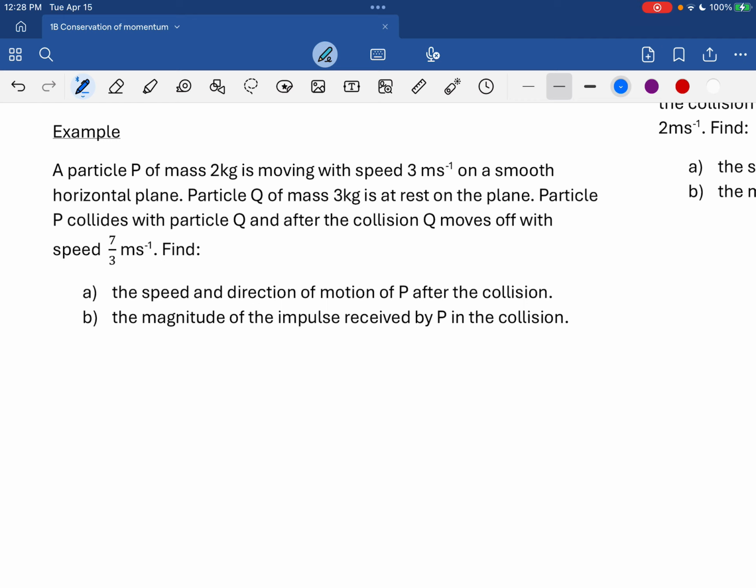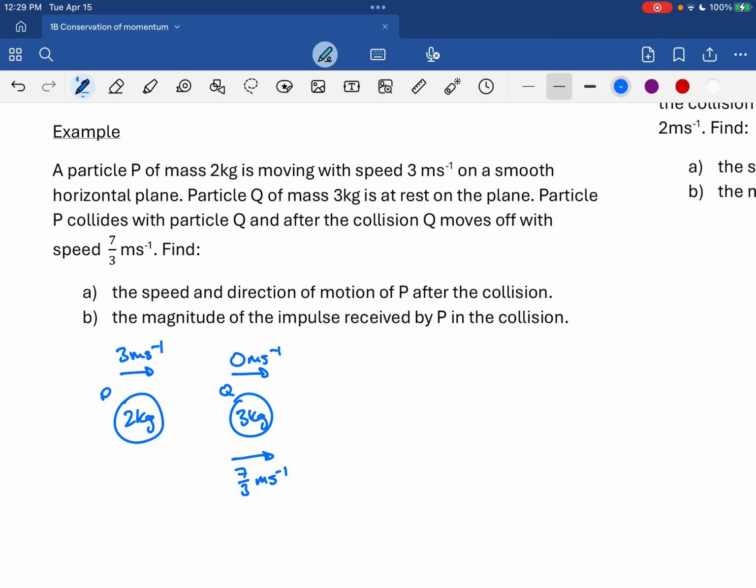So we have a particle P and we have a particle Q. Q is stationary, so 0 meters per second. Particle P was moving 3 meters per second towards Q and had a mass of 2 kilograms. Q has a mass of 3 kilograms. And then Q moves off with a speed of 7/3. So it makes sense that it would move to the right in my diagram as it's struck by P.